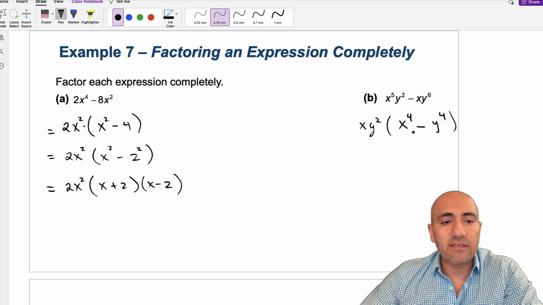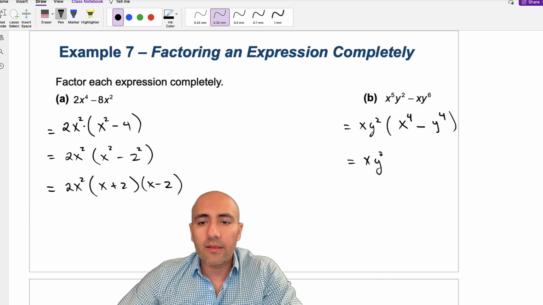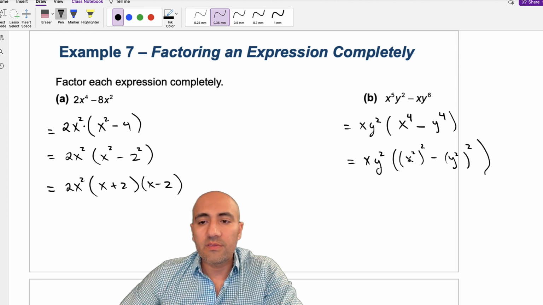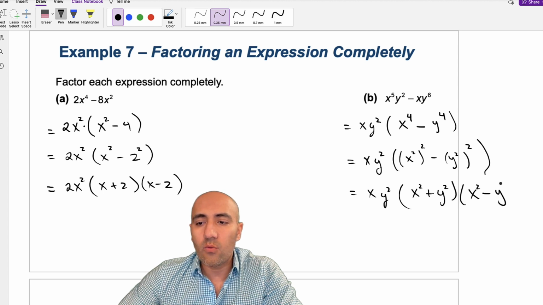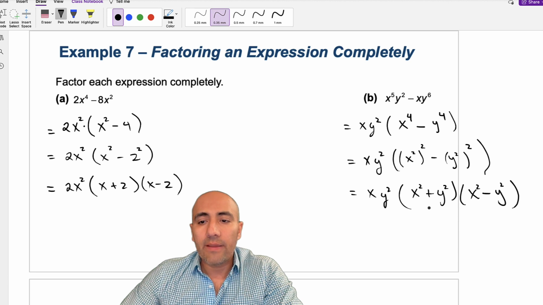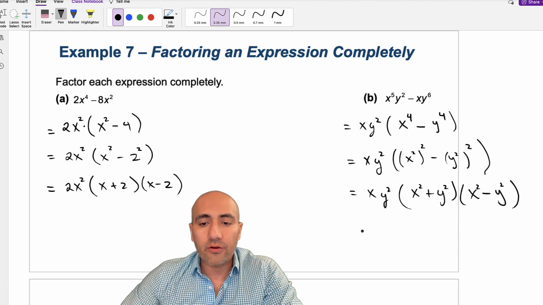And again, this is the difference of squares. Something squared minus something squared. This is x squared, parentheses squared, minus y squared, parentheses squared. Right? Something squared minus something squared. I know that that breaks down into x squared plus y squared and x squared minus y squared. Okay. The sum of squares is not a thing. We can't factor that any further.